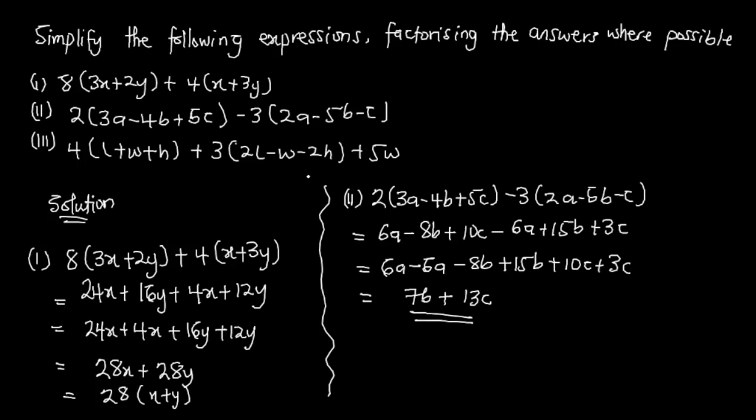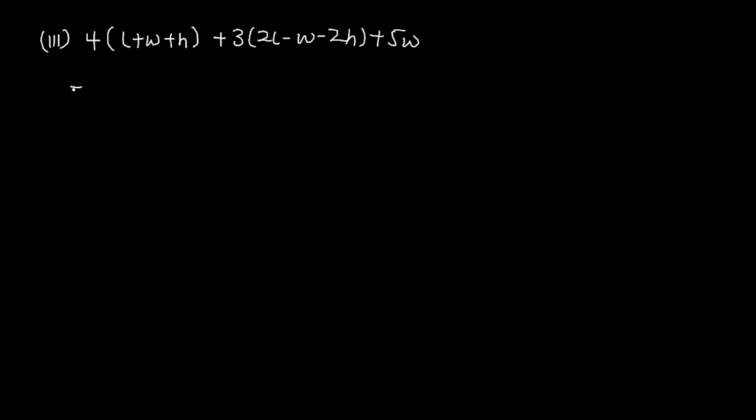Now let's have a look at the last expression that we have over here. So we have 4 into bracket L plus W plus H, plus 3 outside the bracket 2L minus W minus 2H, plus 5W. Alright, so as usual, we need to expand the bracket.